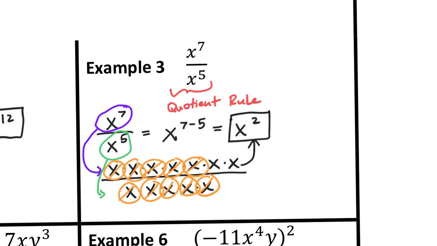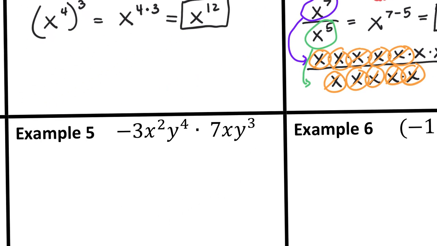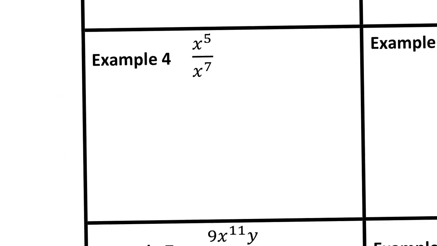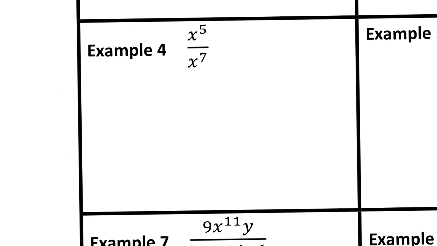All right, so let's go to example 4. Okay, so here we have a quotient rule. Let me change the color here. We have what looks like a quotient rule because there's division happening.